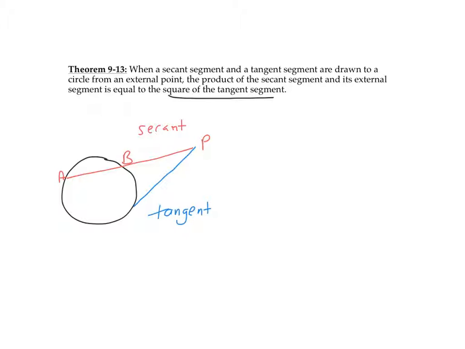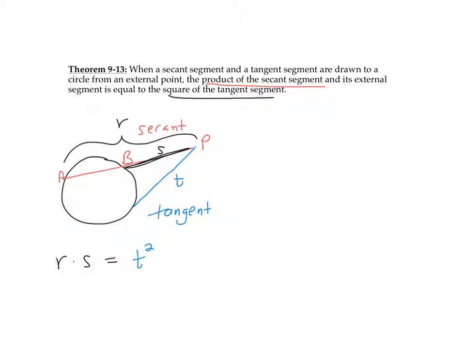Okay, so applying the theorem, it says when a secant segment and a tangent segment are drawn to a circle from an external point, the product of the secant segment, that means the whole length of the secant segment, which we'll represent by r, and its external segment, which we'll represent by s, that product, r times s, so whole segment of your secant times this little external piece, it's equal to the square of the tangent segment, which we'll represent with lowercase t. So r times s is equal to t squared.